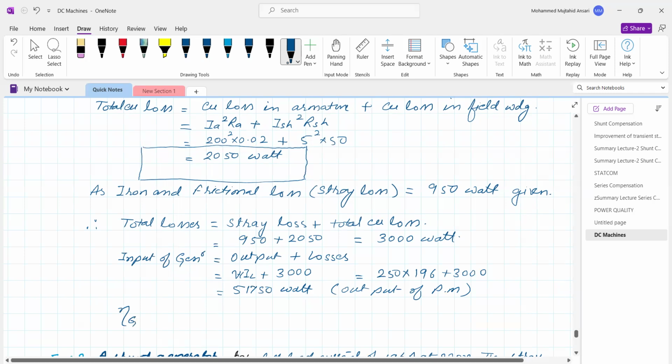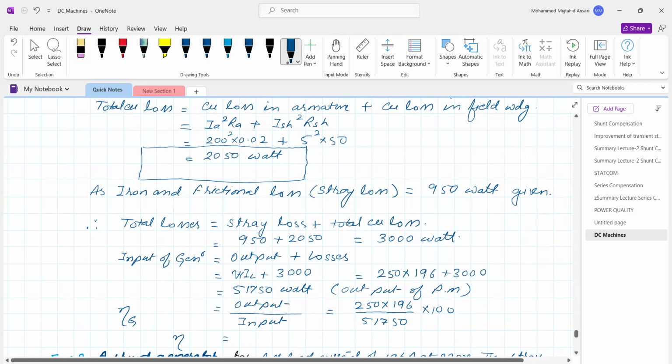Efficiency of the generator is output divided by input, which is equal to, what is the output? Output is V into IL. So it is 250 into 196 divided by the output of the prime mover, or input of the generator, which is 51750, into 100.